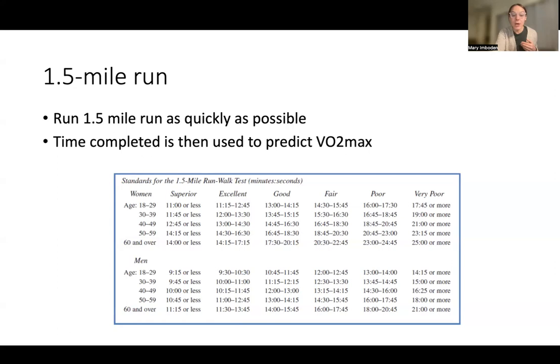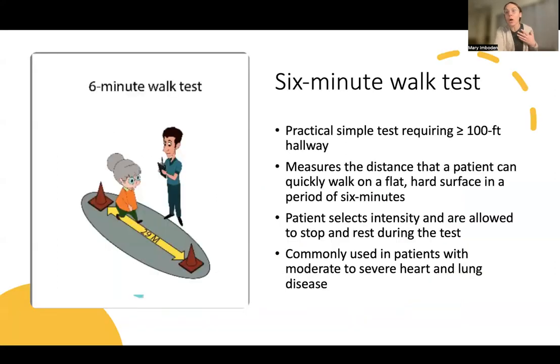The 6-minute walk test, though, is going to be one that you use more often in clinic. And this test is a very common functional assessment, whether you're testing people with cardiovascular disease, cancer, respiratory disease, and it's simple. All you need is a 100-foot hallway or longer, some cones to indicate where the turnaround points are. And the test specifically is going to measure the distance that a patient can quickly walk on a flat, hard surface in 6 minutes.